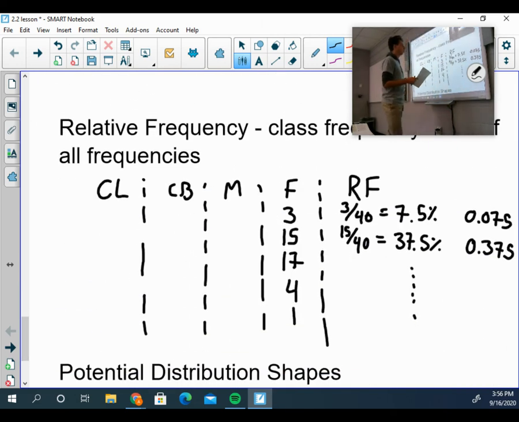Again, pretty self-explanatory. If you are asked in your homework, and I believe you are, to create a relative frequency table or a relative frequency histogram, just add that extra column onto your frequency table. And all you need to do is add up all your frequencies, and then for each class, divide your frequency by the total number of frequencies.